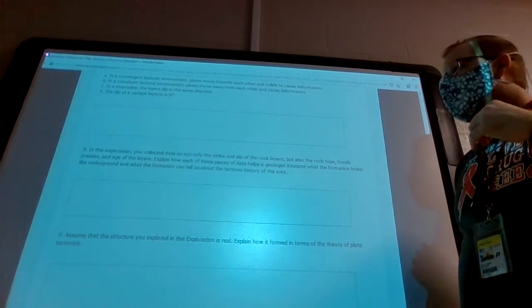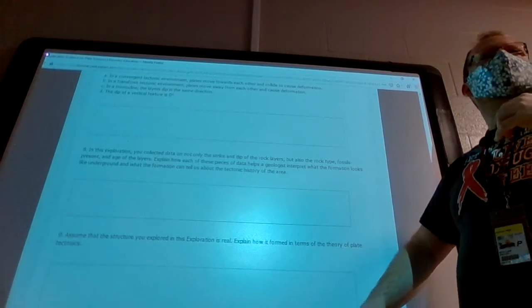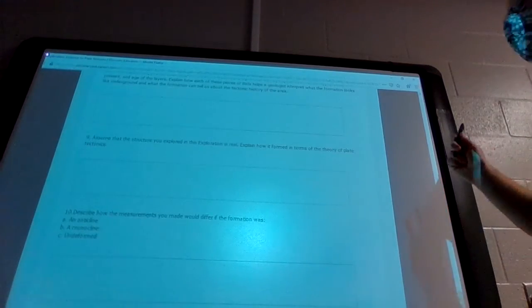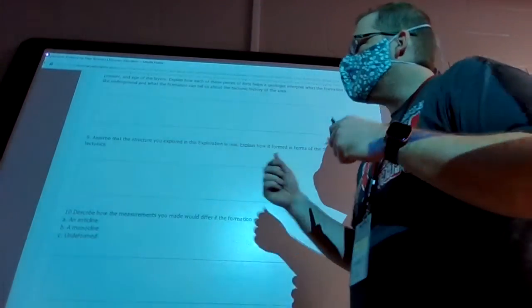Are we doing all 11? No, we're going to stop at 10. We won't do that second page. So when you get done with these 10, submit, and don't worry about that last question, number 11.